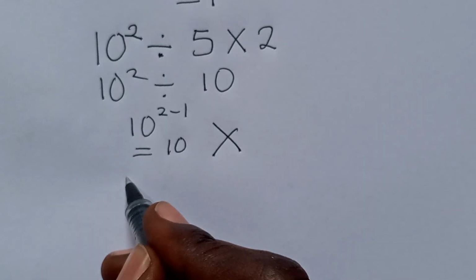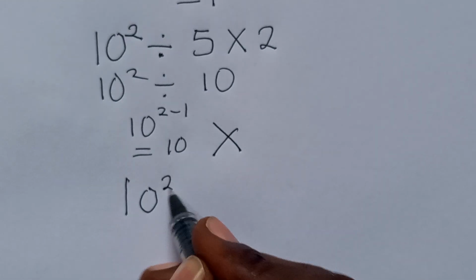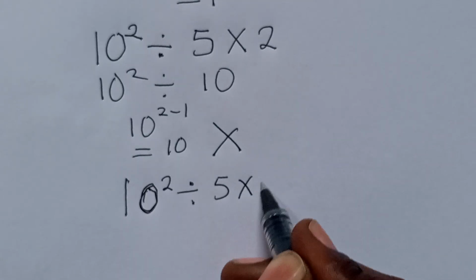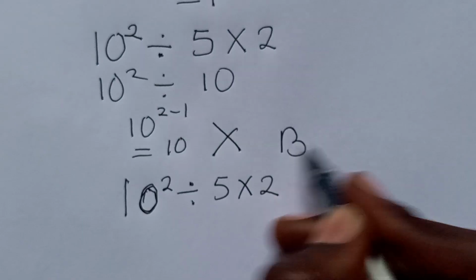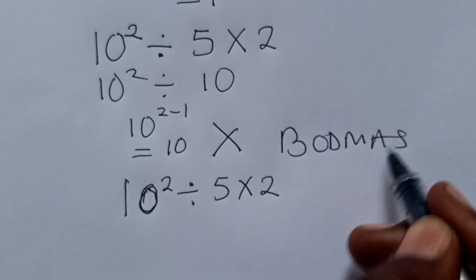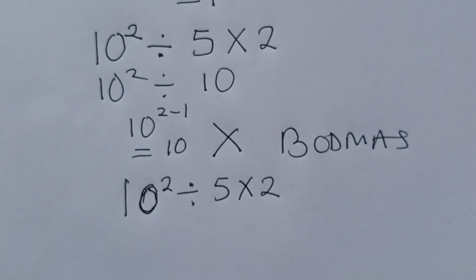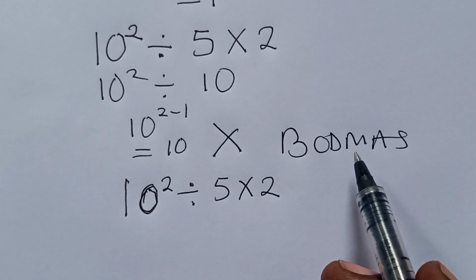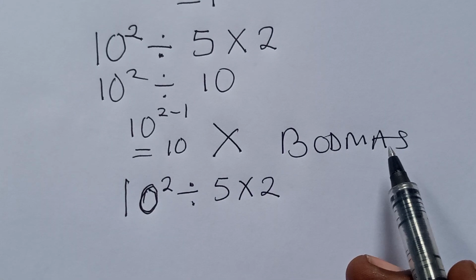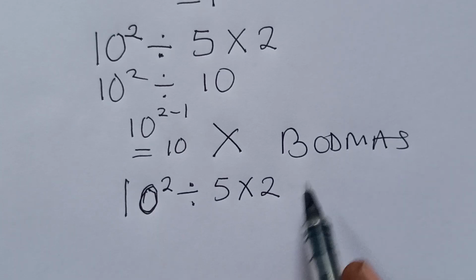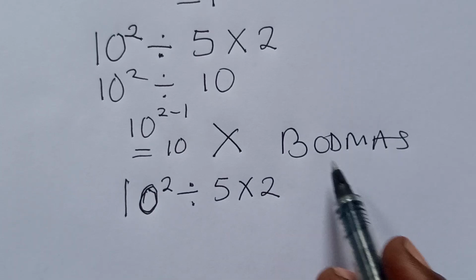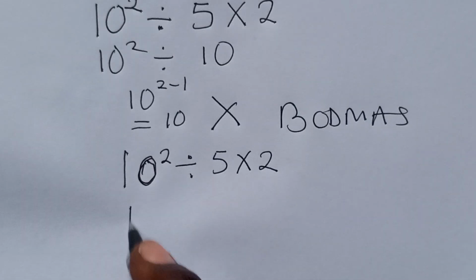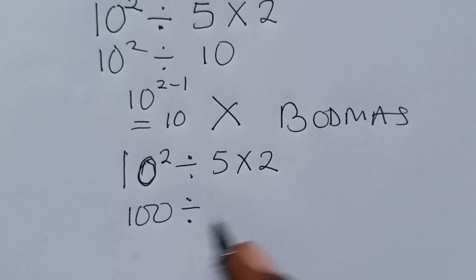So writing that equation again, we have 10 to the power of 2 divided by 5 times 2. Remember again, BODMAS: bracket, then you go for order. After order, you go for division, then multiplication, then addition, then subtraction. You can see that we have an exponent here because we don't have a bracket. So the next is exponent. Let's treat this exponent first. So now this is 100. So we have treated this first.